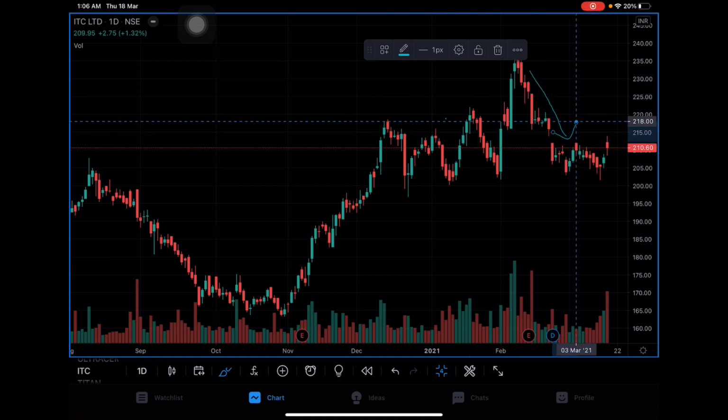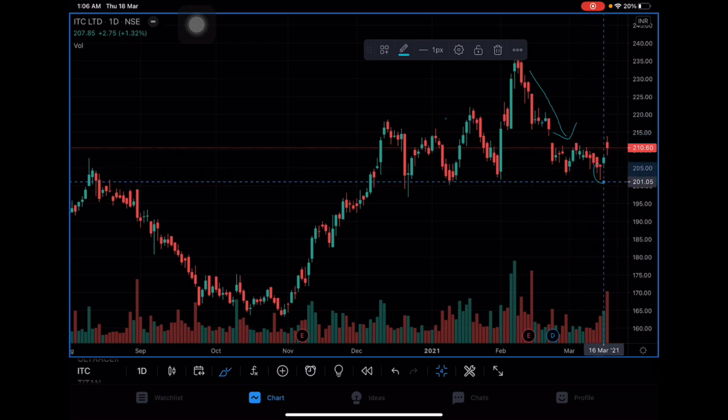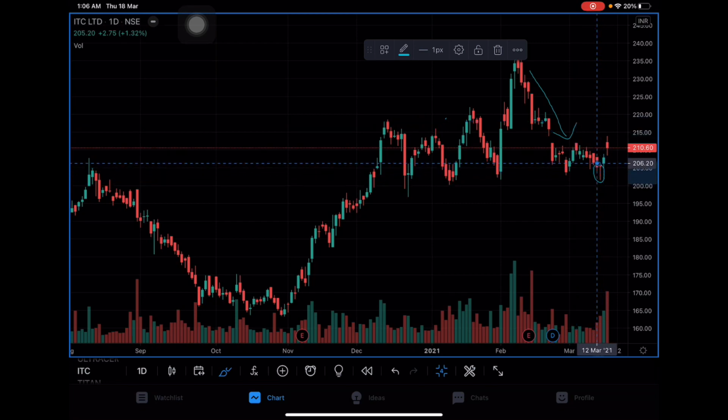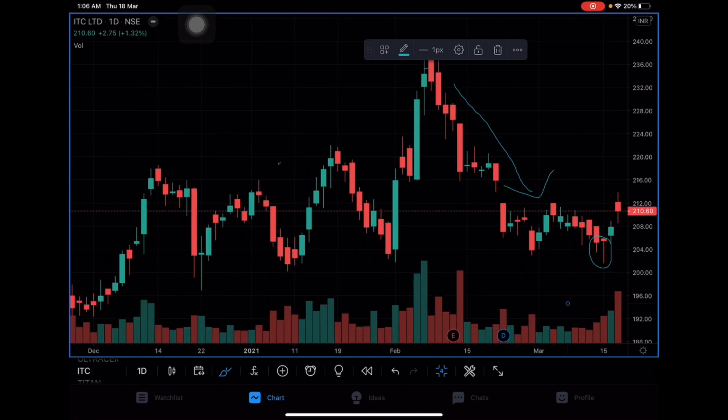Then if you closely see this particular candle, a hammer is formed here, right? And suddenly the stock has reversed its trend and it has started moving in this direction. And this happened on 16 March itself, like day before yesterday. So this is a live example of a hammer formation in the stock ITC.